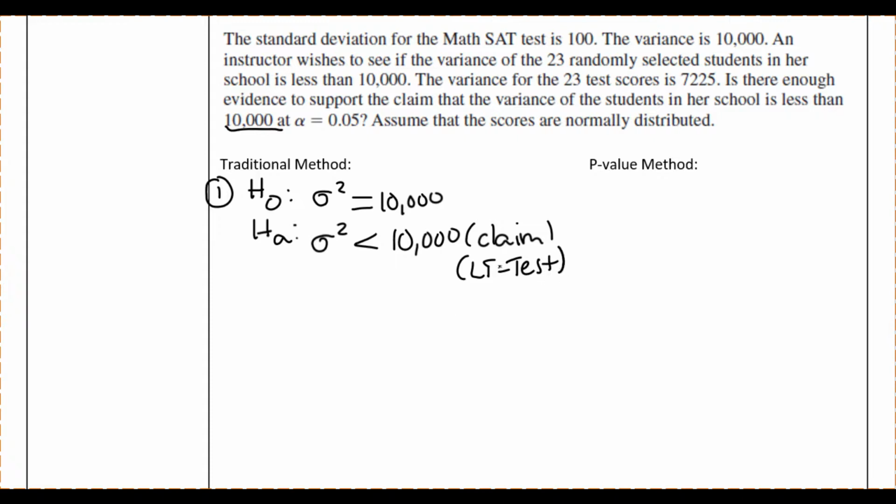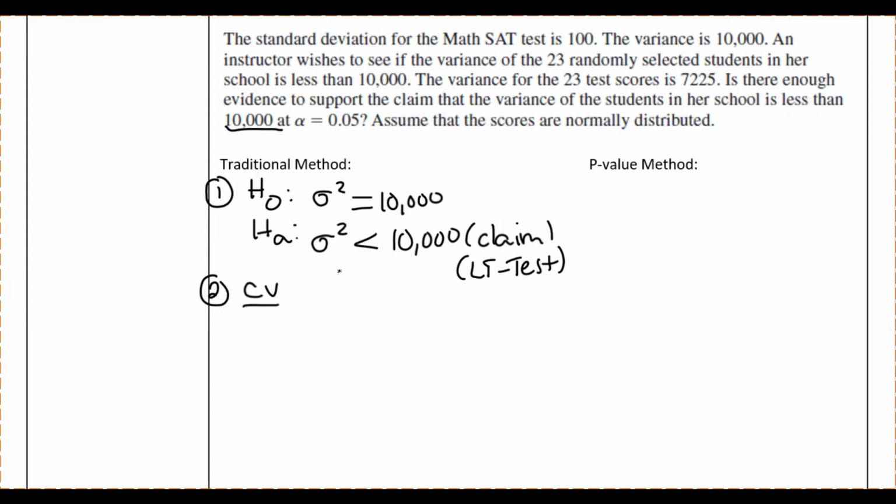Again, just to remind you, the type of test depends on the alternative hypothesis. If it's less than, it's left-tailed. If it's greater than, it's right-tailed. If it's not equal to, it's two-tailed. All right, so now that we've got the hypotheses set up, we're going to move on to step 2, which is to find the critical value.